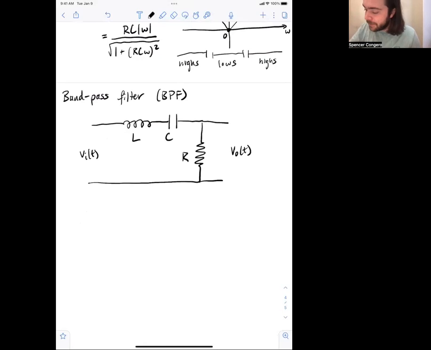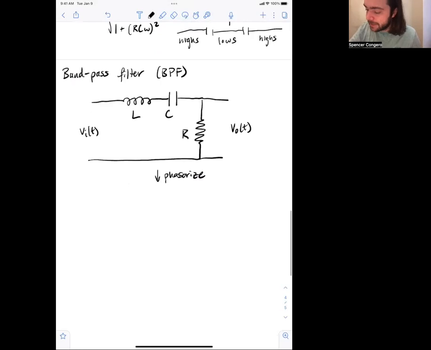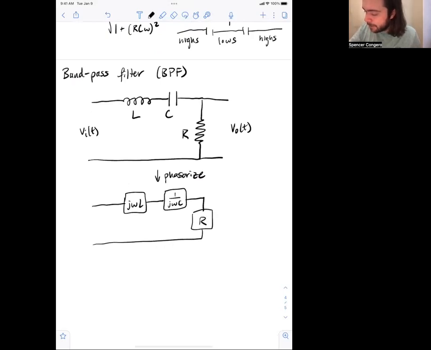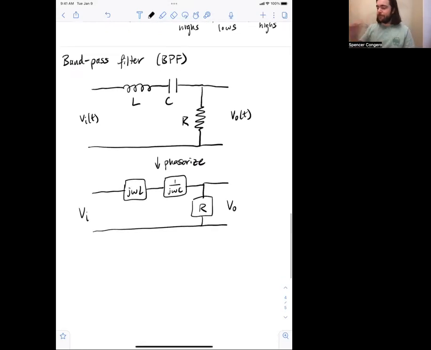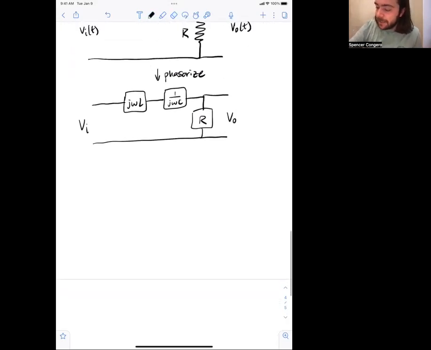All right, let's phasorize it, because we want to see what the frequency response looks like. So I'm going to get my inductor impedance, which is j omega L, my capacitor impedance, which is 1 over j omega C, and my resistor impedance, which is R. And then my output phasor and my input phasor. All right, so we phasorized it. Now we want to find, yet again, what the frequency response is, and we want to see if it looks anything like the picture we drew before, where it's passing a frequency band. That region of frequencies it passes is sometimes called a frequency band.